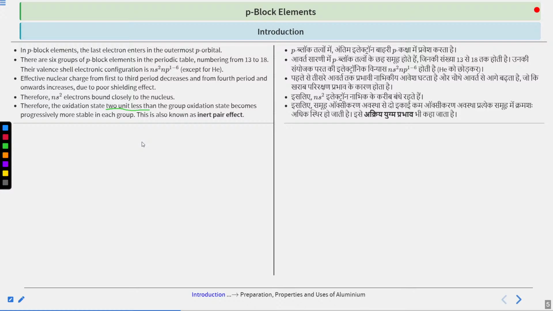The reason is the inertness of this ns electron, and that is called the inert pair effect. So why does it get inert? Because the effective nuclear charge, as I have told you, increases down the group because of the poor shielding effect of the d orbital, and as a result your ns electrons are attracted very firmly towards the nucleus, and they are difficult to remove. So this oxidation state becomes almost inactive for these higher elements, and this is called the inert pair effect.